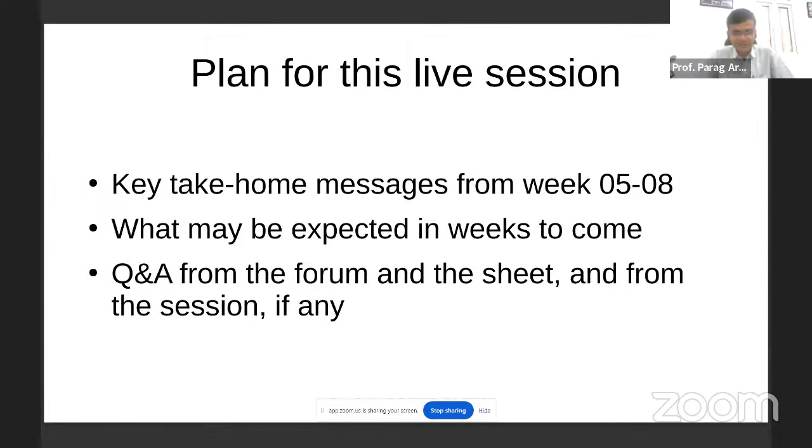Next, as we always do, we'll end this session with what you may expect in the weeks to come. We will also take some questions and answers from the forum, from the sheet which has been circulated. And during the session, if you come across any specific problem or question, please feel free to ask.